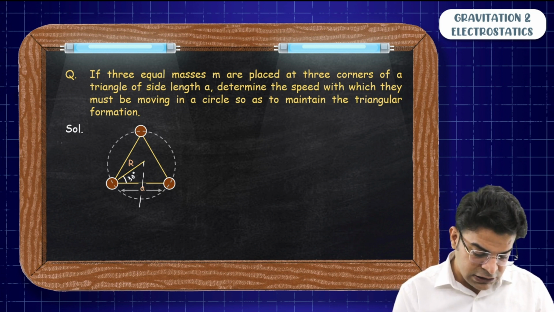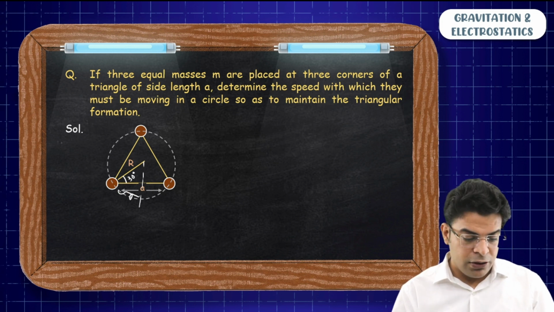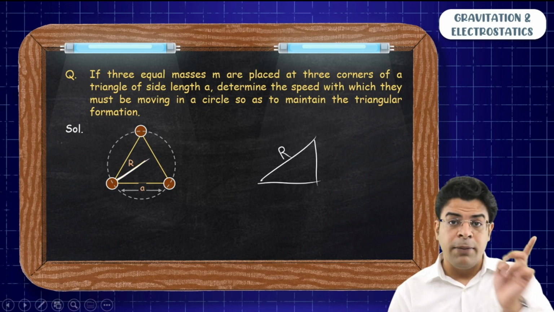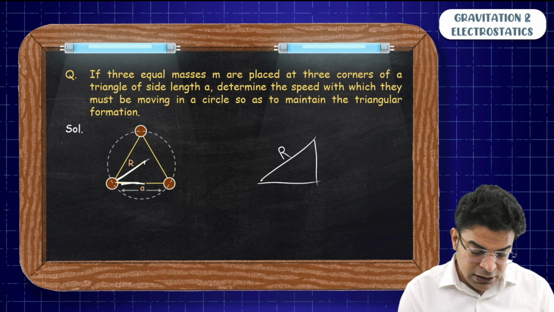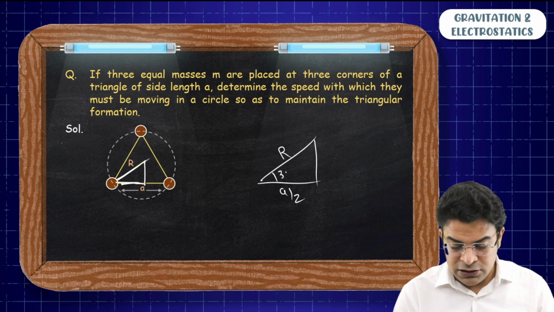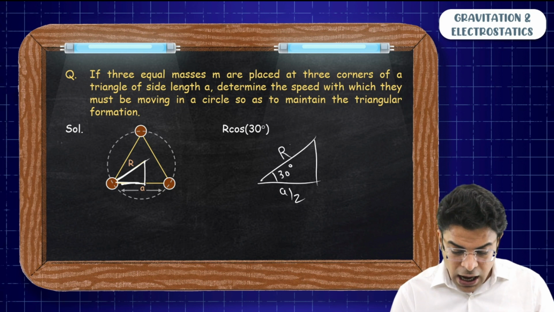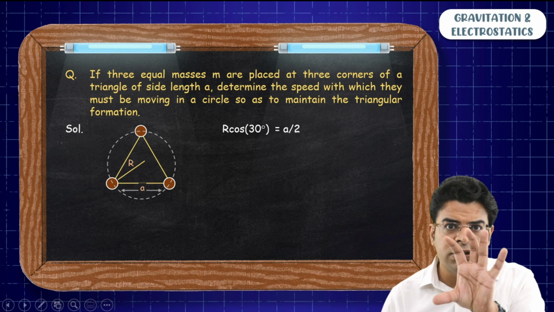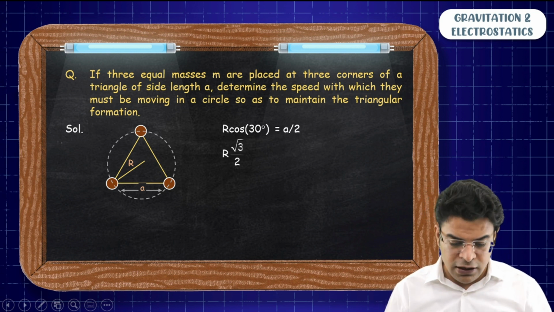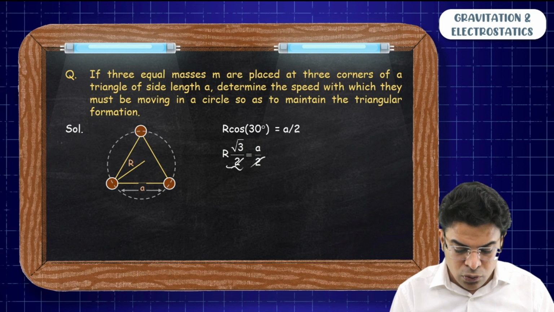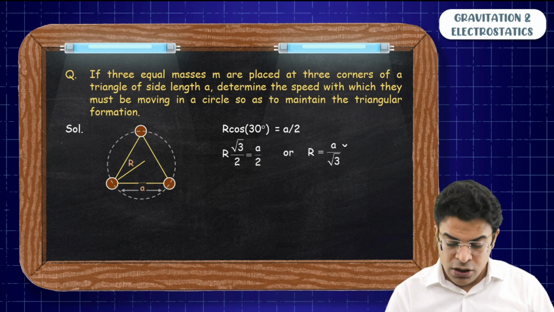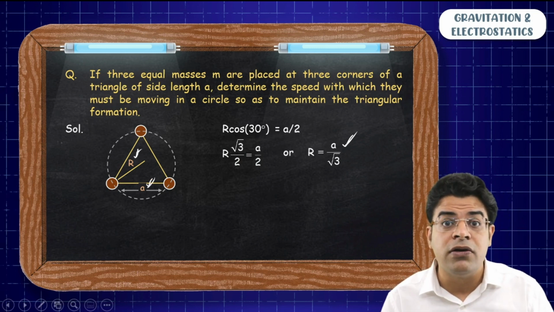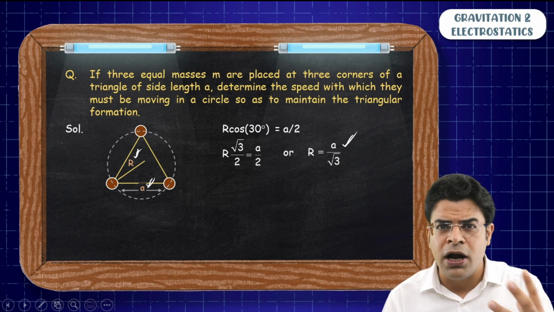Now visualize this thing. This half length will be a by 2. So if I just focus on this right angle triangle with length of hypotenuse as radius, the base length as a by 2, and this angle 30 degrees, I can say that r cos 30 will be equal to a by 2. Once I know that r cos 30 is a by 2 and cos 30 is root 3 by 2, we can write r into root 3 by 2 equals a by 2, cancel out 2 and 2, and r comes out to be a by root 3. Once you know the relationship between the radius of the circle and the side length of this equilateral triangle, most of the game is over.